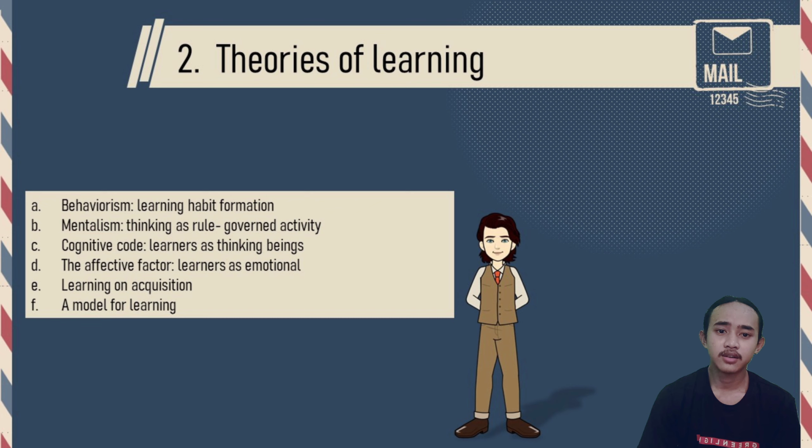E. Learning or acquisition. Learning is seen as a conscious process where proficiency takes place gradually. This reflection for language learners will be beneficial going forward. F. A model for learning. A learning model will provide a practical resource or reference for ESP teachers and course designers.